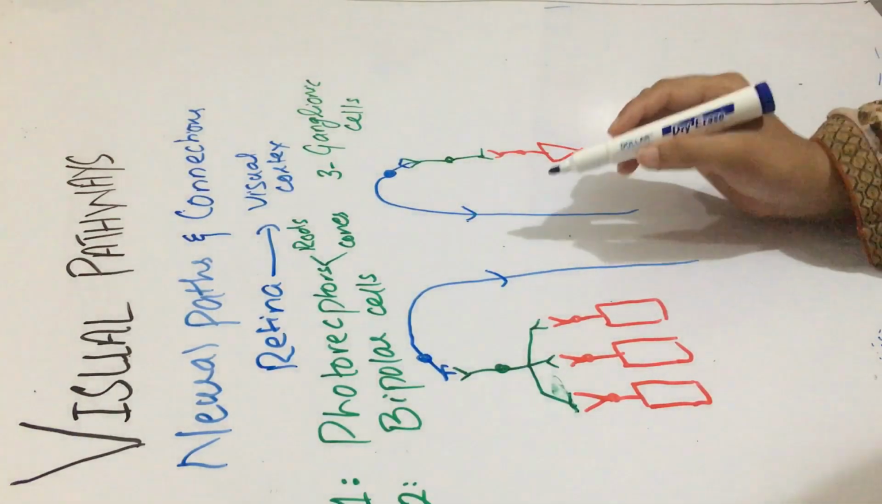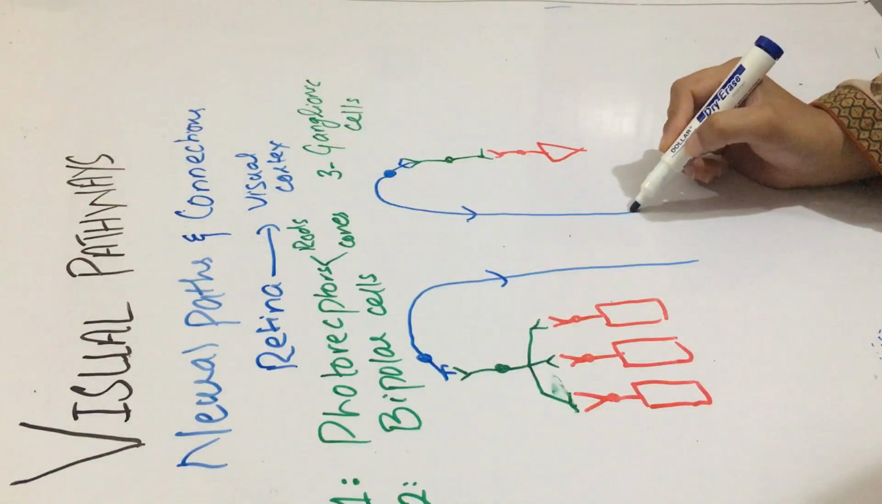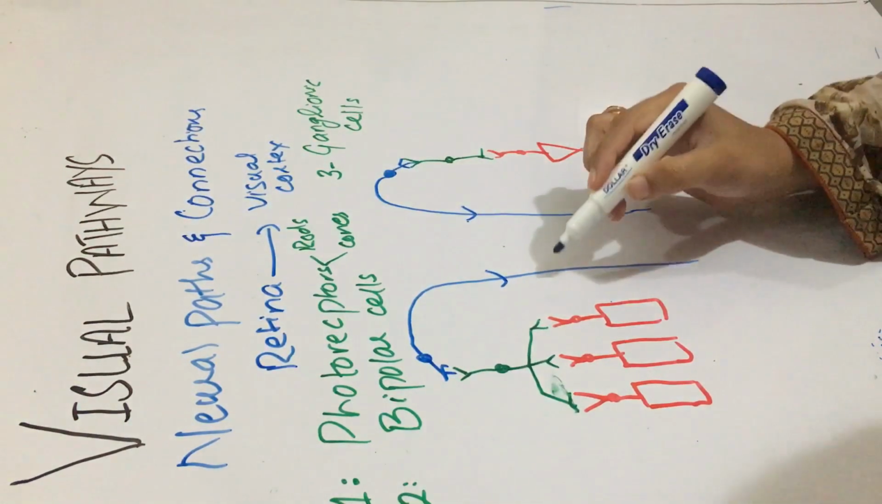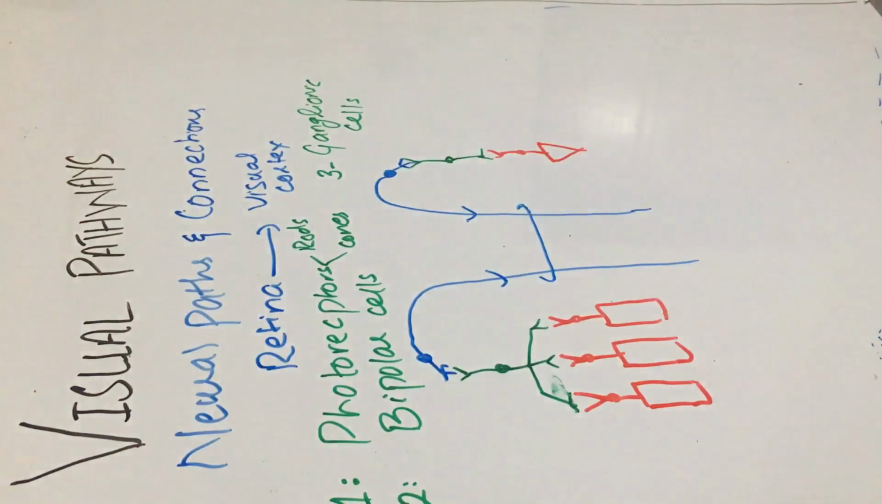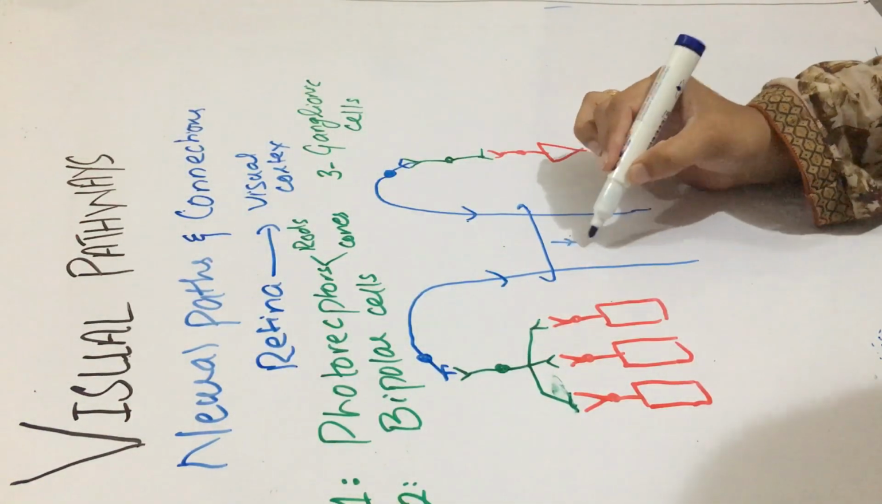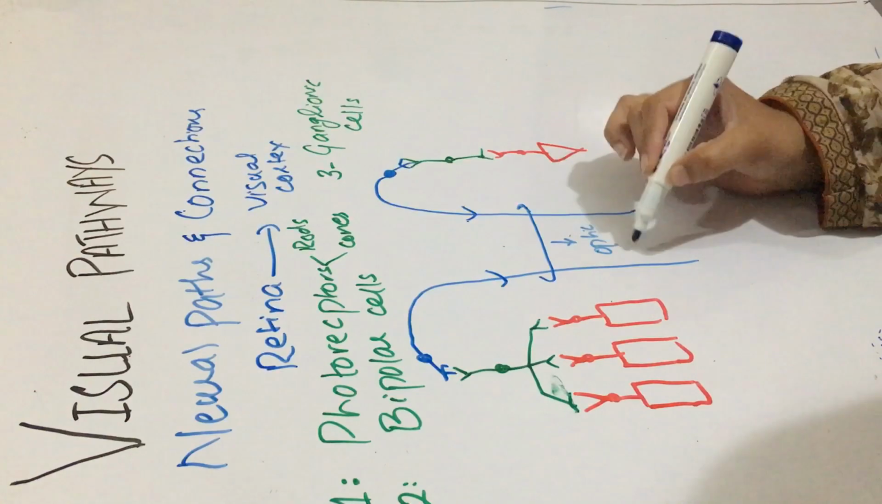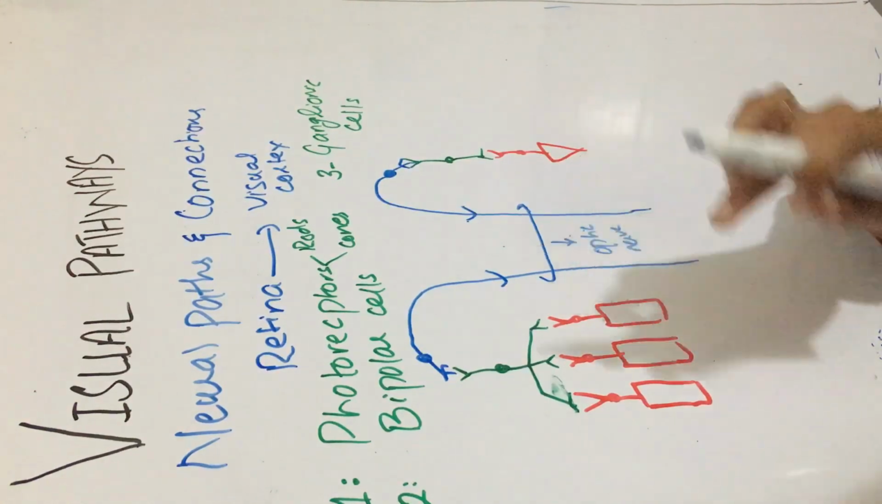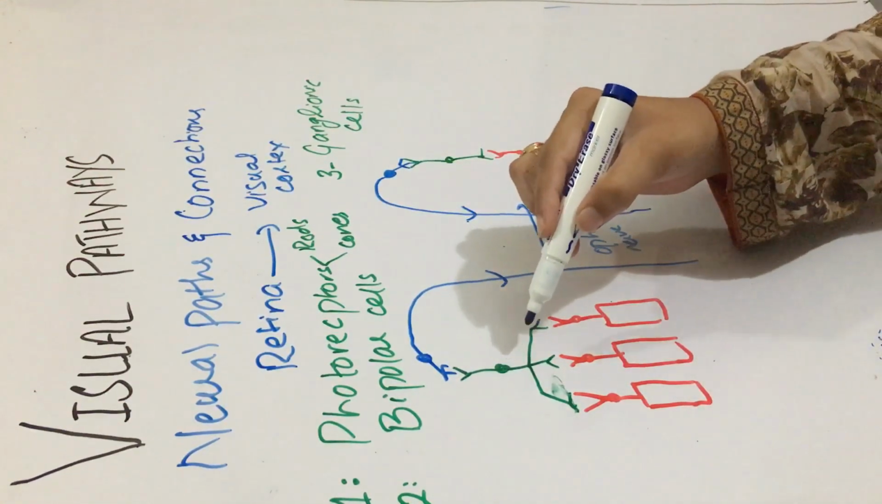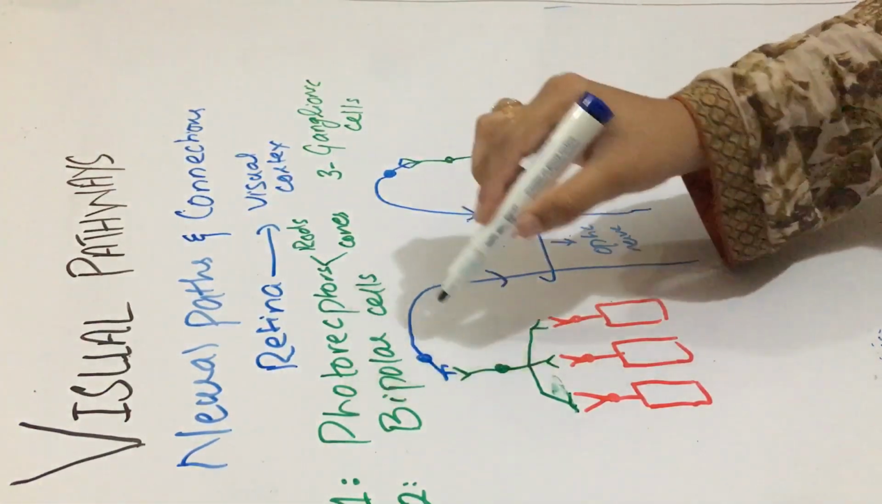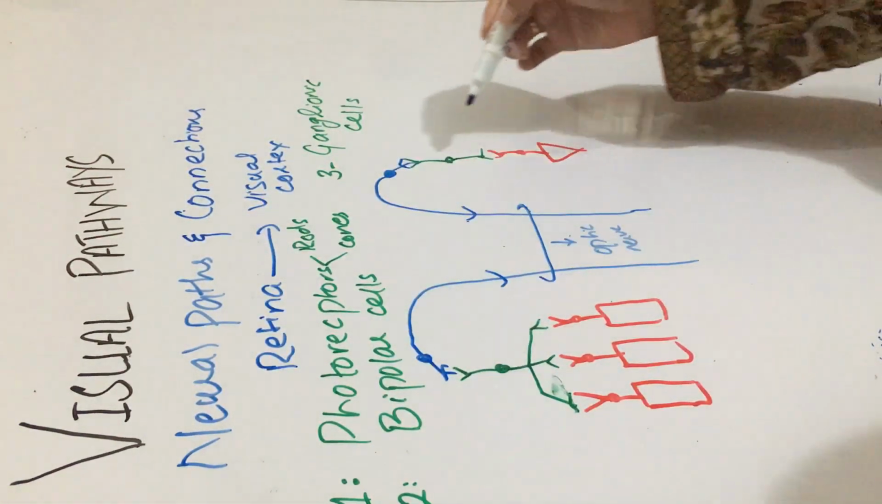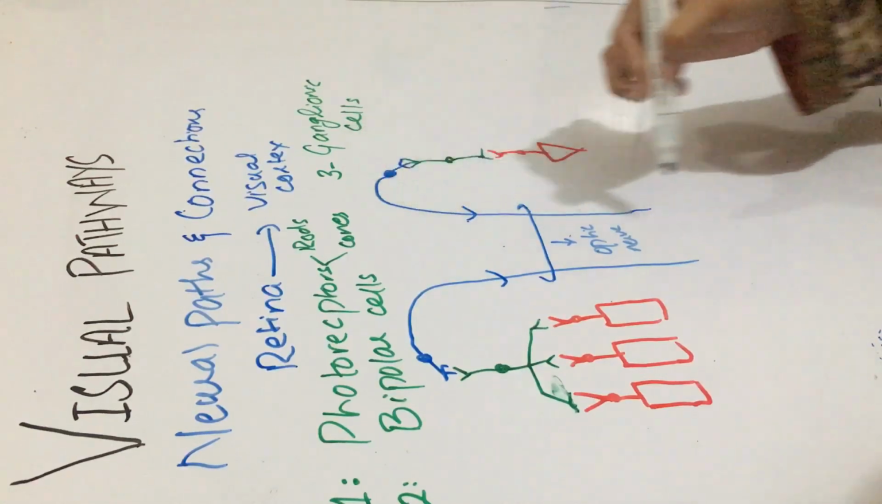The axons of the ganglionic cells join to form the optic nerve. So what is this? This is the optic nerve. First rods, then bipolar cells and then the ganglionic cells. Here again the cones, the same bipolar cell and then the ganglionic cells.